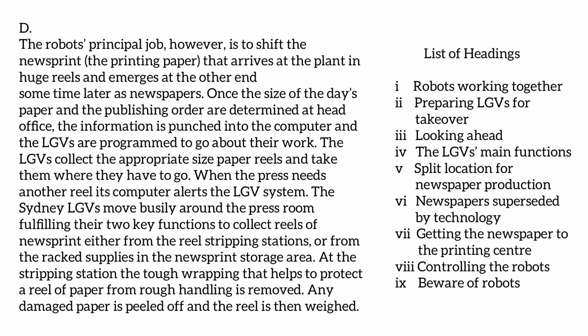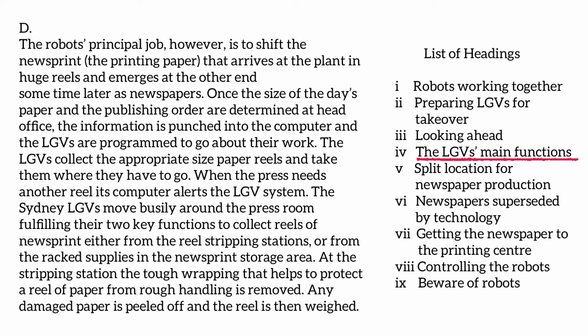Let's move on to paragraph D. The robot's principal job, however, is to shift the newsprint, the printing paper that arrives at the plant in huge reels and emerges at the other end sometime later as newspapers. So the opening sentence makes this paragraph look like it's about a robot's job, because here they say what the principal job is. So I think this paragraph is talking about the LGV's main function.